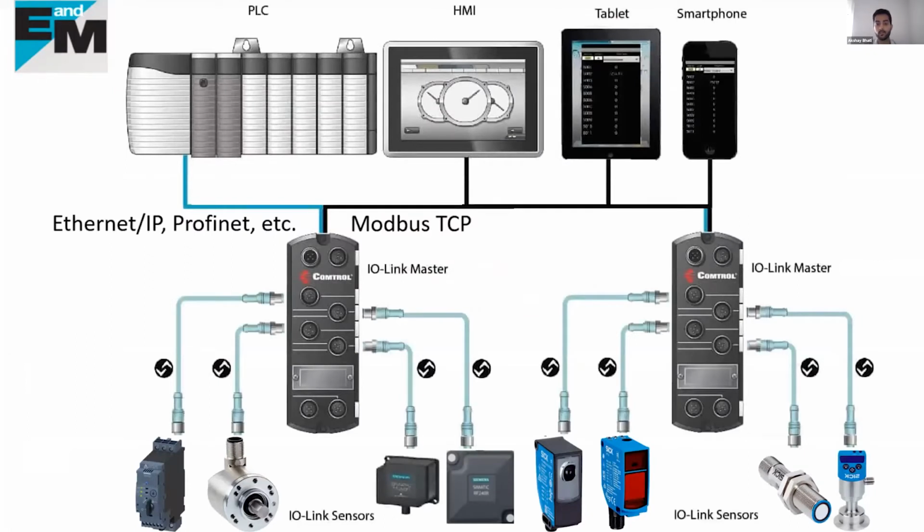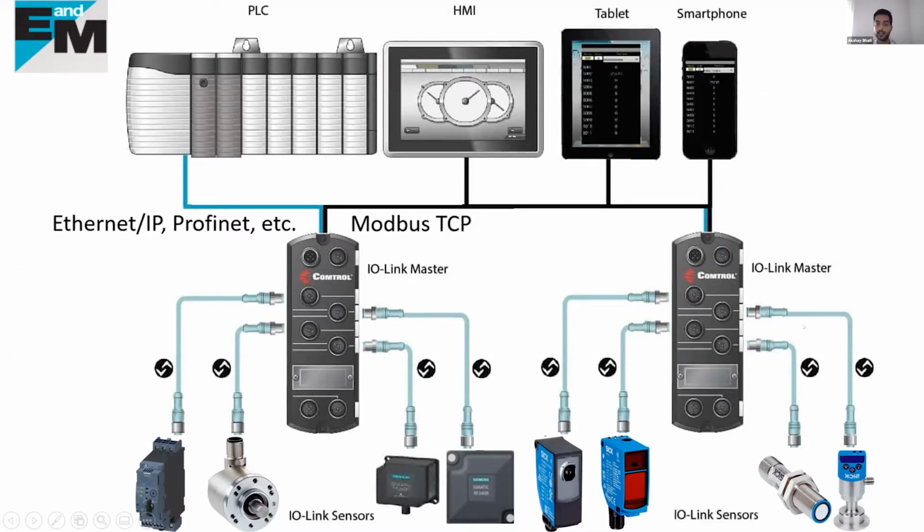So what exactly is IO-Link? IO-Link is a point-to-point communication protocol between 2 points, where this is considered as the first point or first node, and this is considered as the second one or the second connection point. This communication is bidirectional, which means that the data can be transmitted from the sensor to the master, or it can be sent from the master to the sensor.